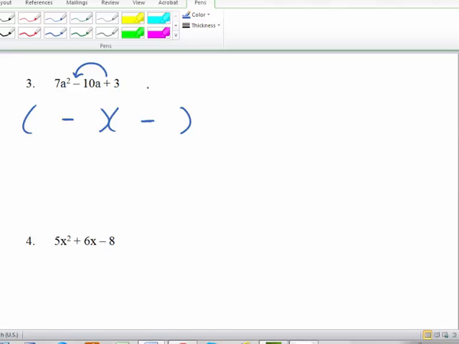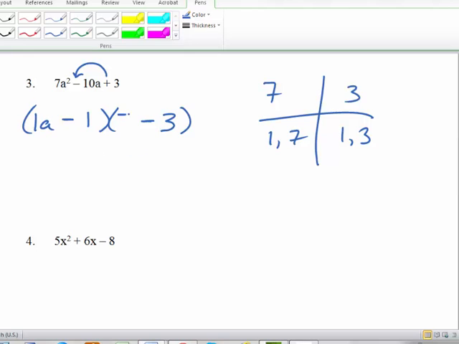Hey, that's a 3 at the back. I know that 7 and 3 each only have one factor, so this one should work out simply. Let's put the 1 and the 3 in the back, and let's try 1a and 7a in the front. The only possibility is that they might switch, and we'll check on that in a sec.